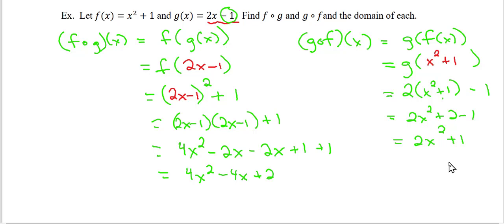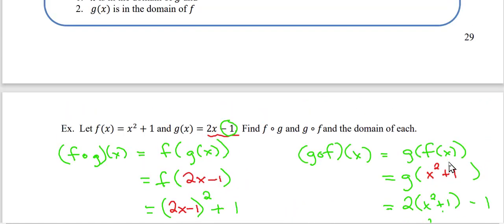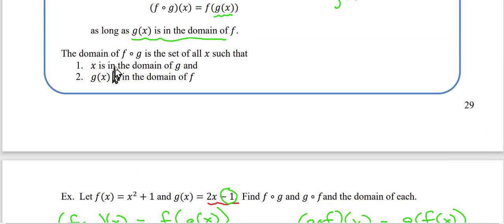Let's talk about domain. Let's go back to review what it said up here about domain. The domain of the composition is the set of all x such that x is in the domain of g. What that means is you have to be able to plug this x into the g, right? Because you're evaluating g of x. You also have to have g of x, so any output of g, you have to be able to plug that into f, right? Because that's what we're doing when we put this inside f.